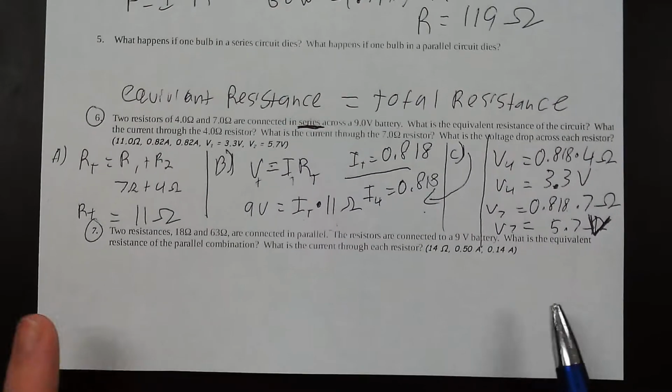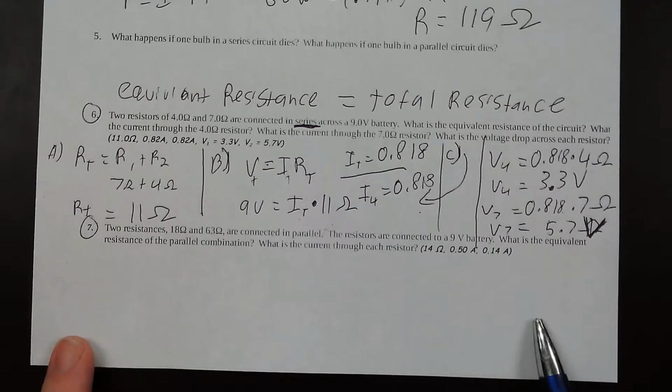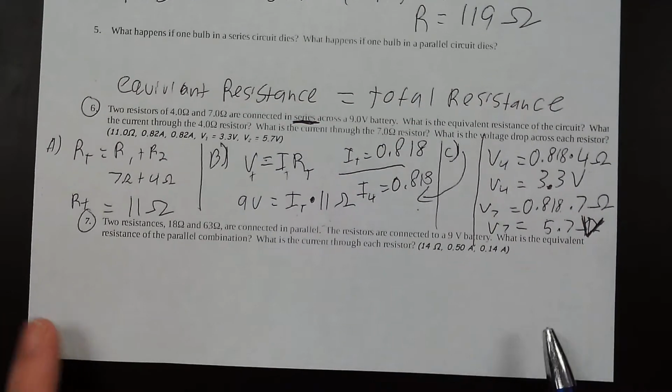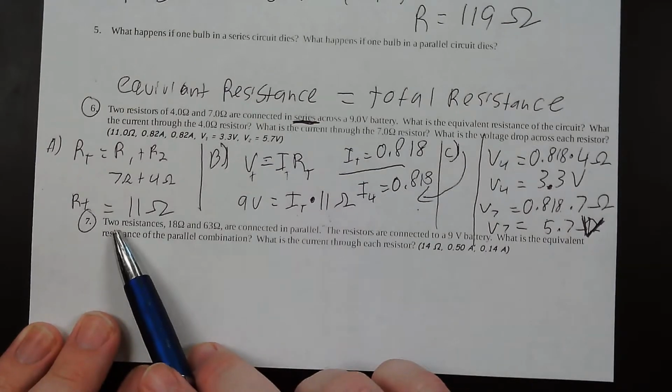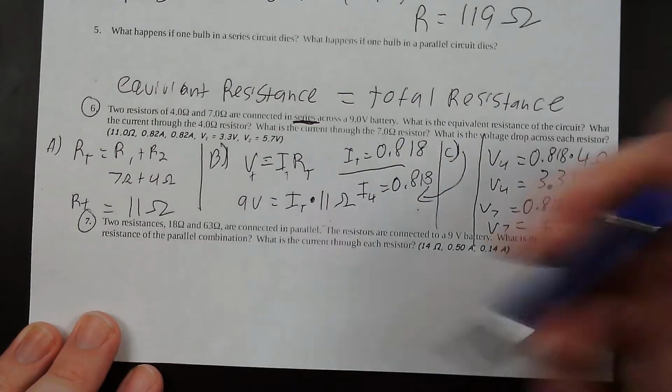The parallel circuit's going to work the same exact way, but you're just going to use parallel rules. So I'm going to talk through this one a little bit faster. Okay? So we have two resistances, 18 and 63. They are connected in parallel.